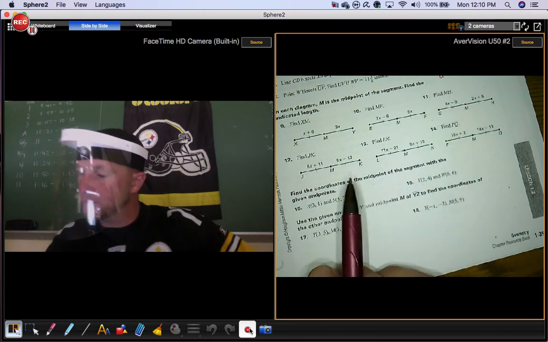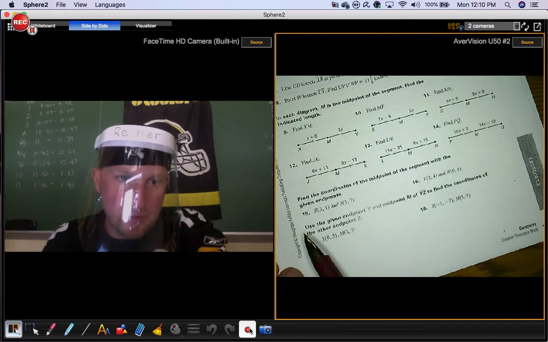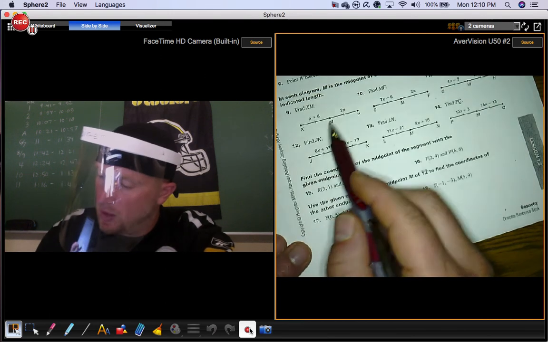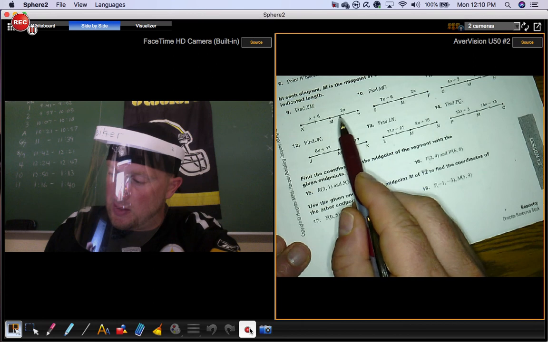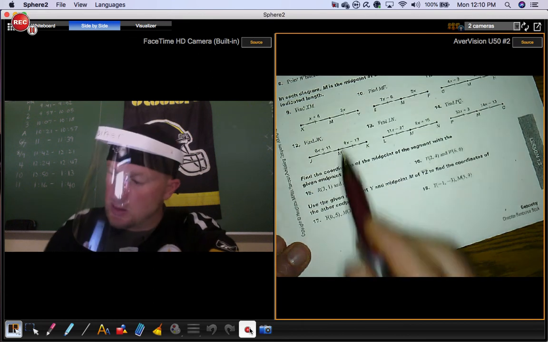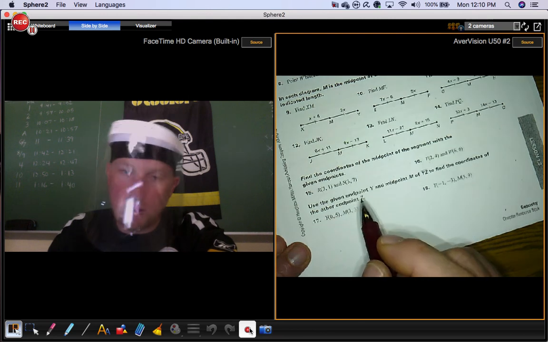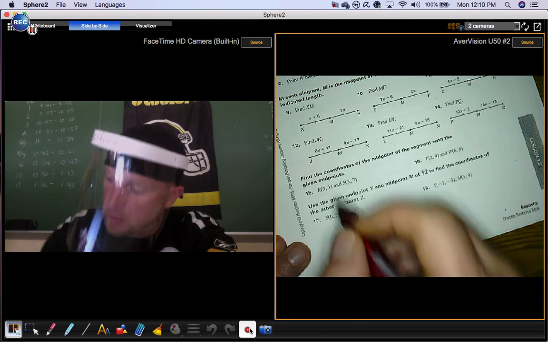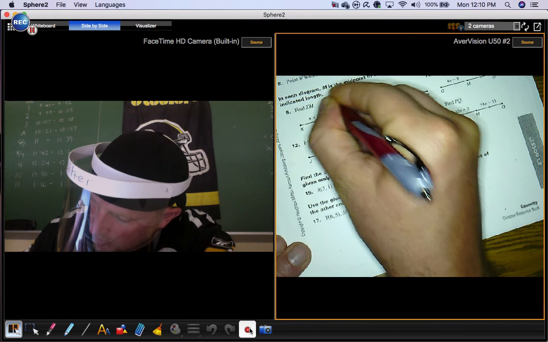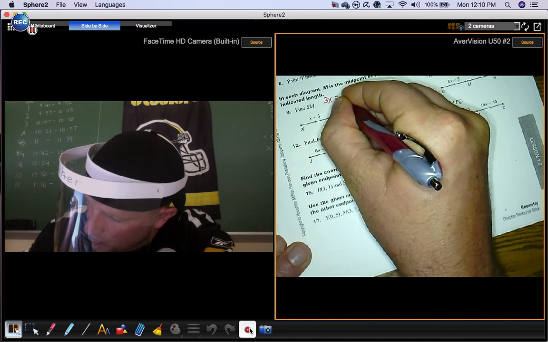Okay, we'll do number 9 because it's a simple one. If M is the midpoint, then these lengths are the same. So even though I don't know what X is, I know that these lengths are equal. So I'm going to write an equation. 3x equals x plus 6.